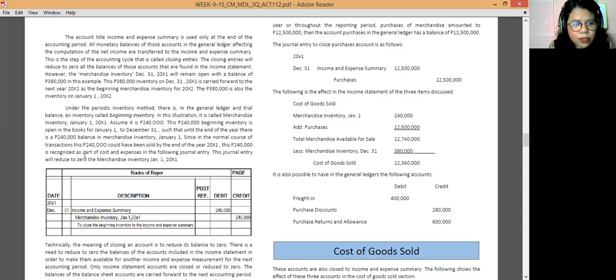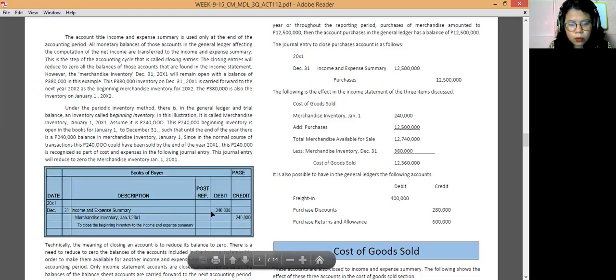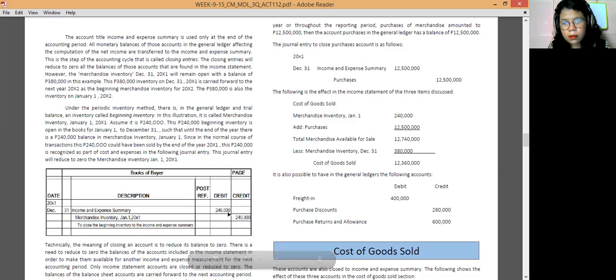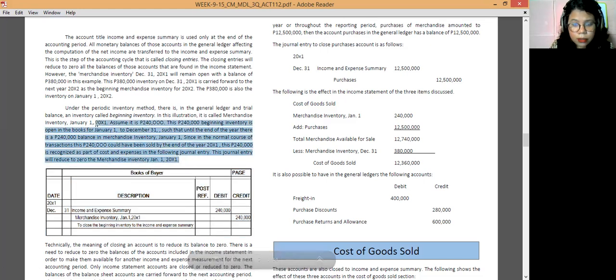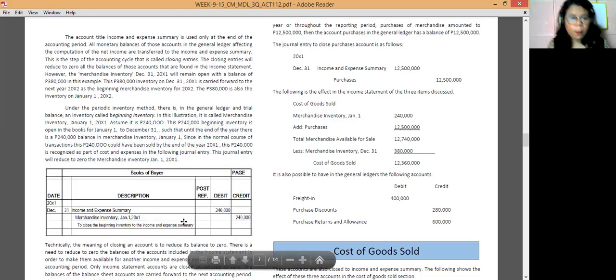This 240,000 is recognized as part of cost and expense in the following journal entry. So ito po yung entry natin. Income and expense summary, 240,000. Okay? Then, merchandise inventory natin for January 1, 20x1, 240,000. Okay? So, yan. Sinabi naman dito kung ano yung scenario. Kaya, under siya ng debit and credit. Okay? So, I hope naintindihan.